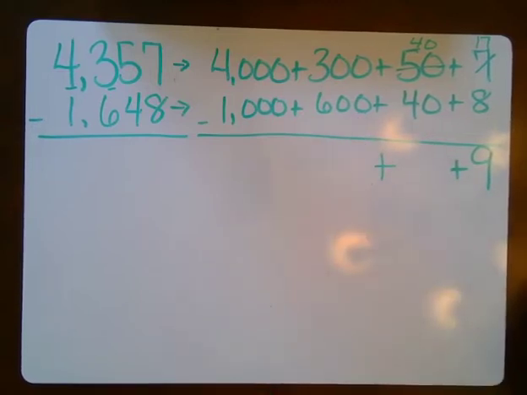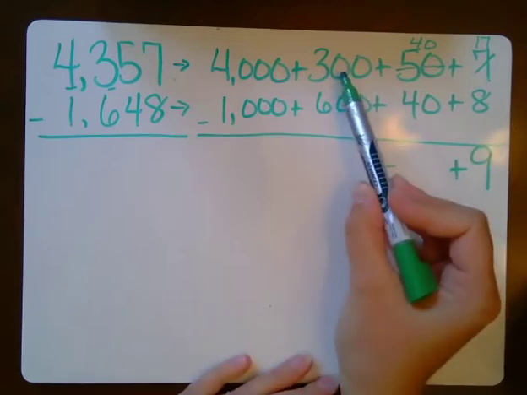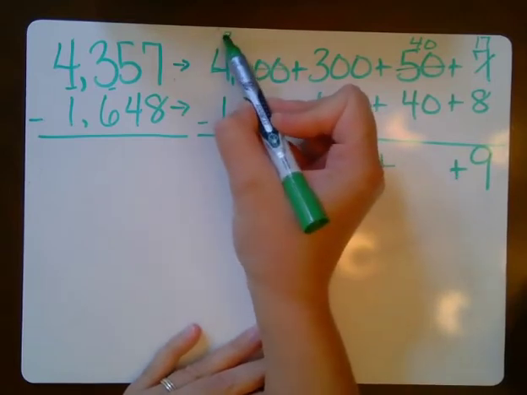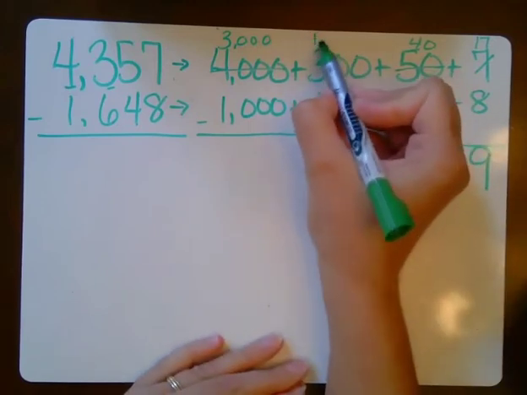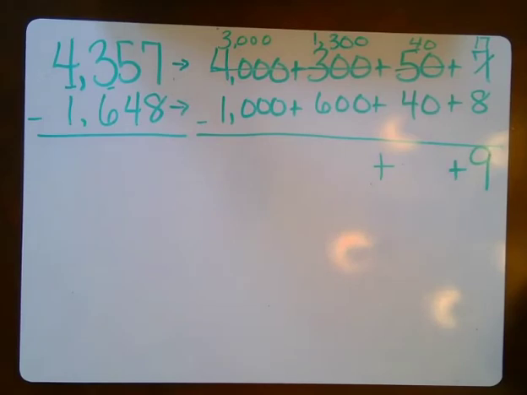to my hundreds place. Again, the problem is I need to take 600 away and I only have 300 here. But easy peasy, I can take 1,000 from here. So I'm going to leave this with 3,000 and I'm going to add 1,000 over here to give me 1,300.